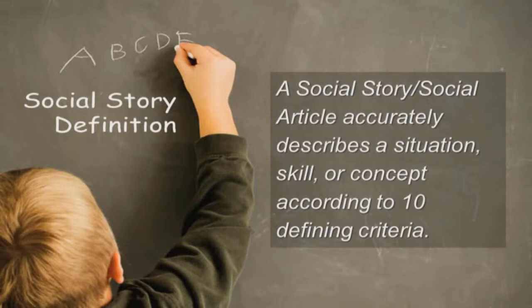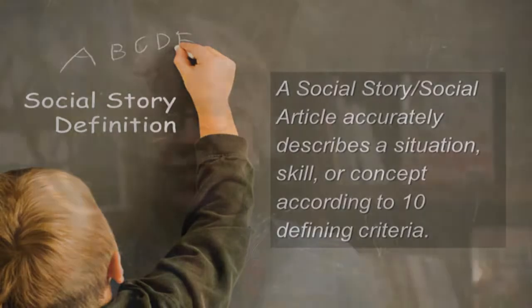mistakes made in developing them. The short definition of a social story states that a social story accurately describes a situation, skill, or concept according to 10 defining criteria. These criteria define the characteristics of every social story, as well as the process that is used to research, write, and implement it.